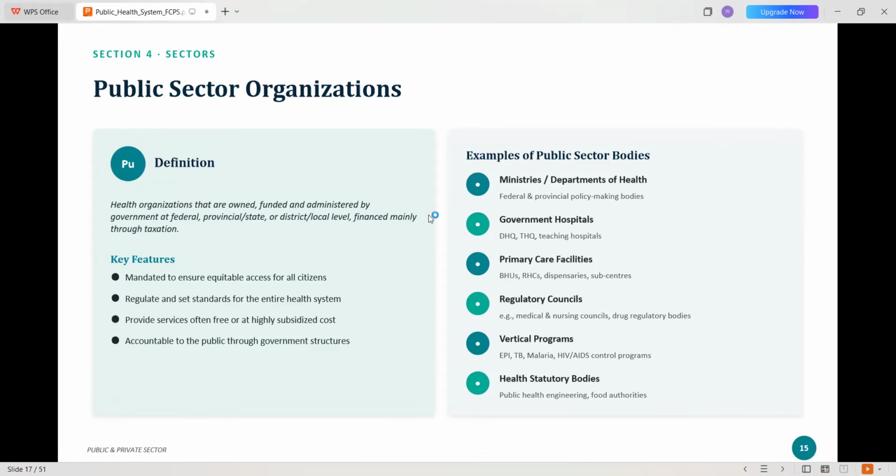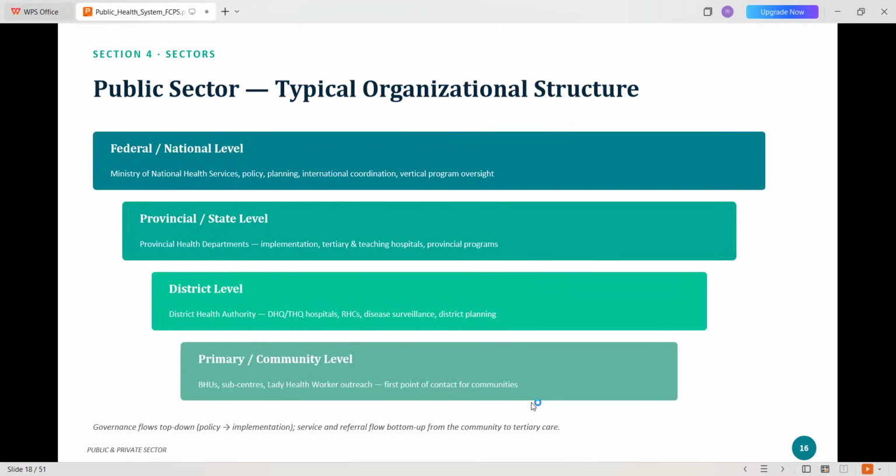Examples include ministries and the Department of Health. Government hospitals include DHQs and teaching hospitals, and primary care facilities which include BHU, RHC, and dispensaries. Regulatory councils include, for example, the medical and nursing councils and the drug regulatory body. Vertical programs include the EPI, TB, malaria, and HIV/AIDS control programs. Health regulatory bodies include public health engineering and food authorities.